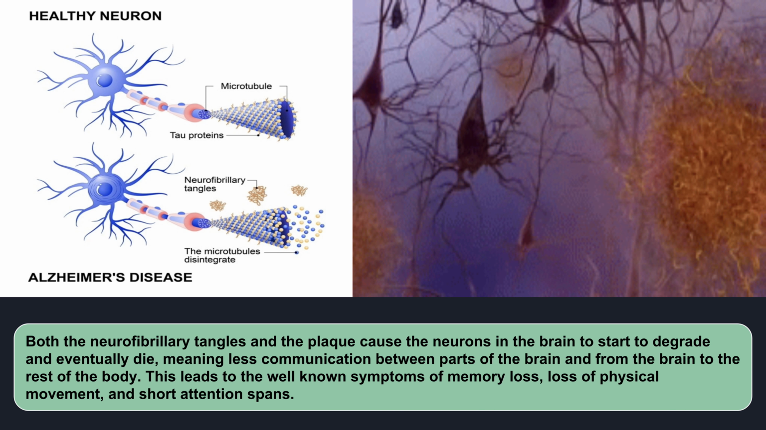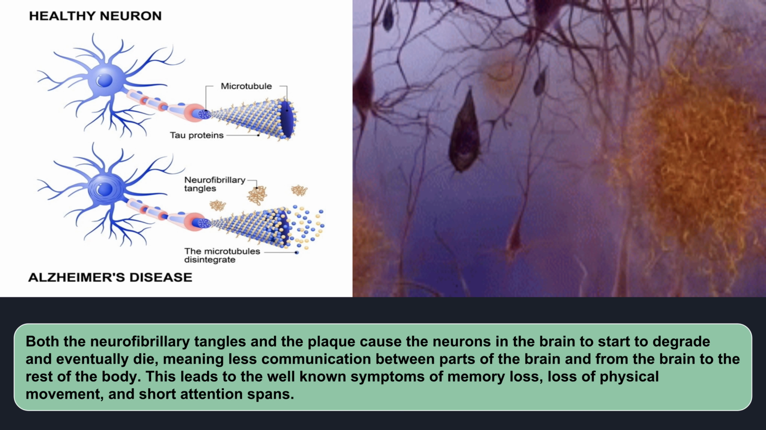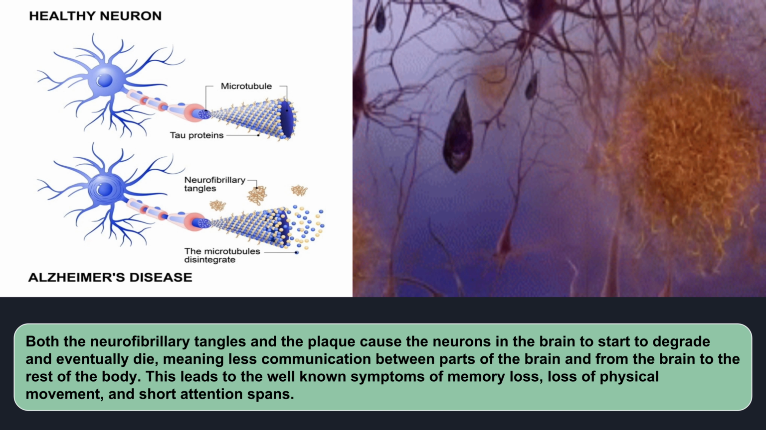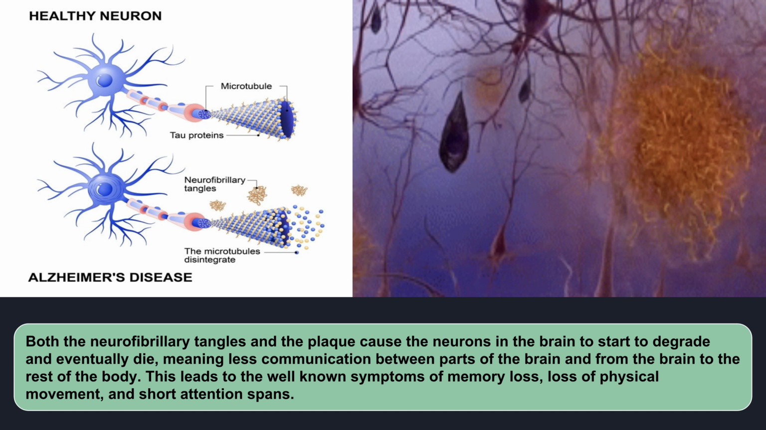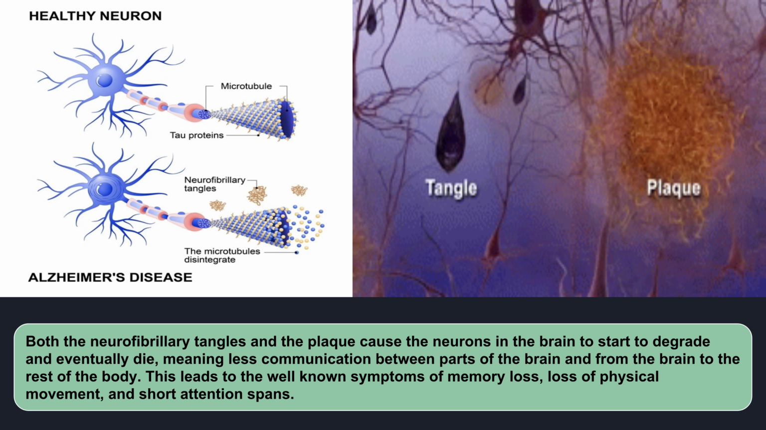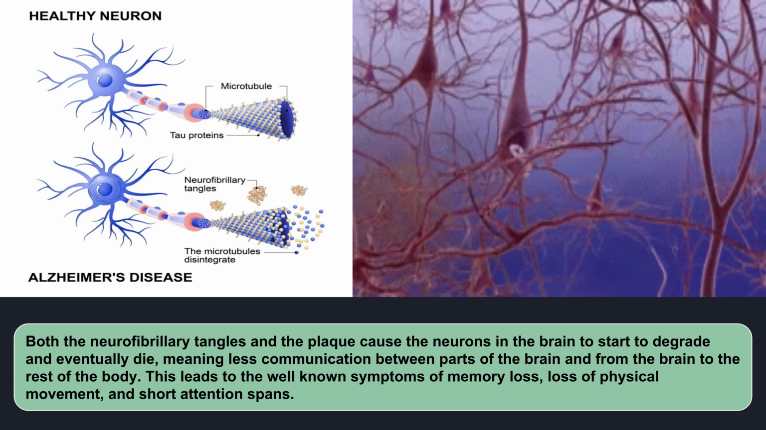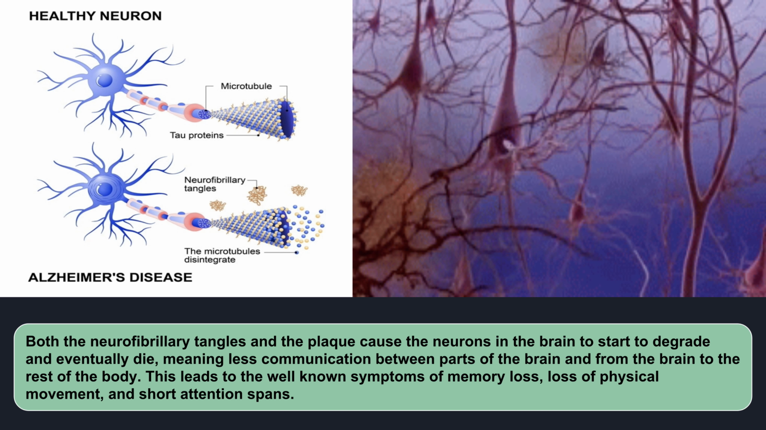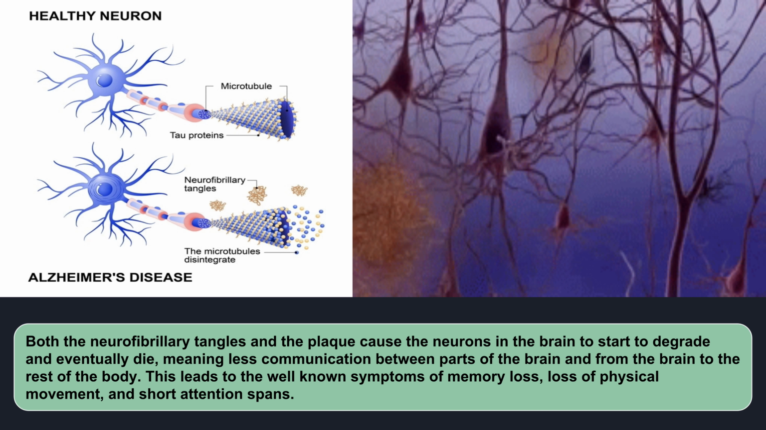When tau malfunctions, the strands of it twist and become tangled, making them unable to support the microtubules. They then begin to degrade, collapsing the transport system and eventually leading to the cell dying. The death of the cells leads to the brain being able to perform fewer functions and the shrinkage of the brain.